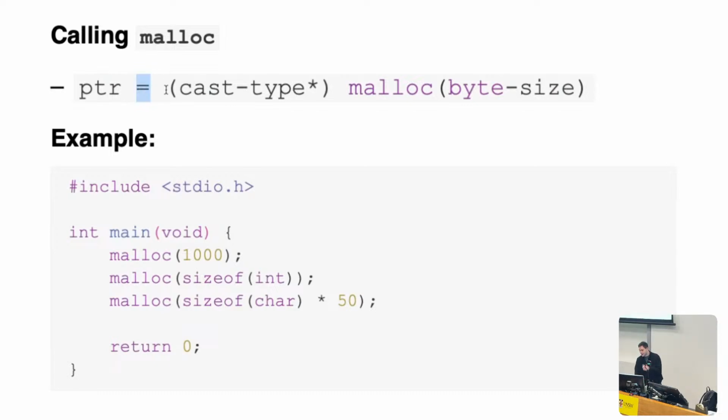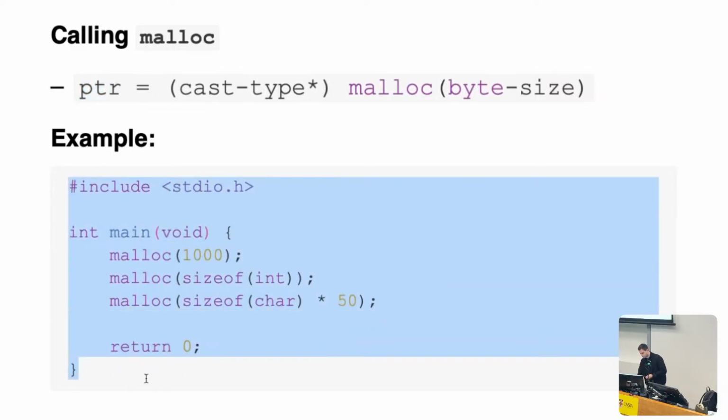And we assign back the memory address returned by malloc to a pointer, because why? Pointers store memory addresses. This is why they're so important. We can also refer not just to pieces of memory on the stack, but pieces of memory on the heap. All right, so here's an example program.